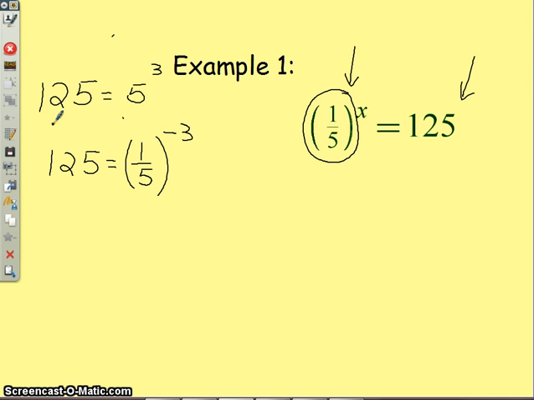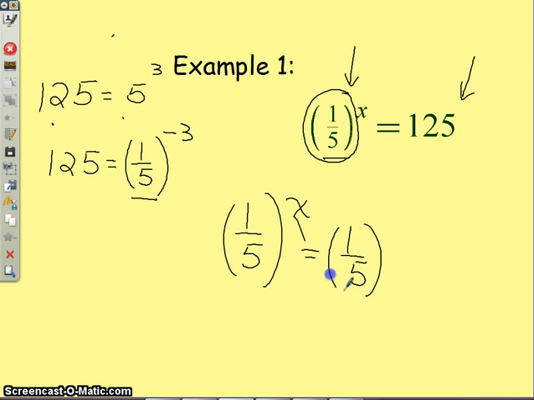Now, my bases are the same. I have 1/5 and I have 1/5. Let's rewrite the whole equation. (1/5) to the x equals (1/5) raised to the negative 3rd power. My bases are the same, 1/5 and 1/5. Therefore, my exponents also have to be the same, or x is equal to negative 3.